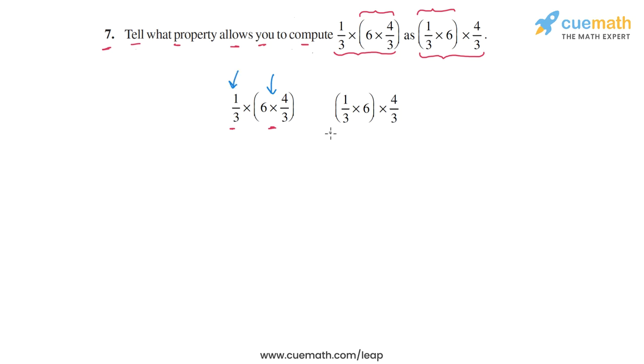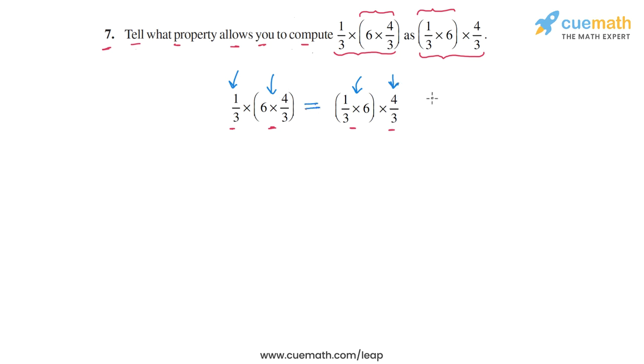And to calculate the second expression, which is (1/3 × 6) × 4/3, because the bracket is around 1/3 × 6, you would first calculate 1/3 × 6, and then you would multiply this by 4/3. And basically these two products, these two answers will come out to be equal.